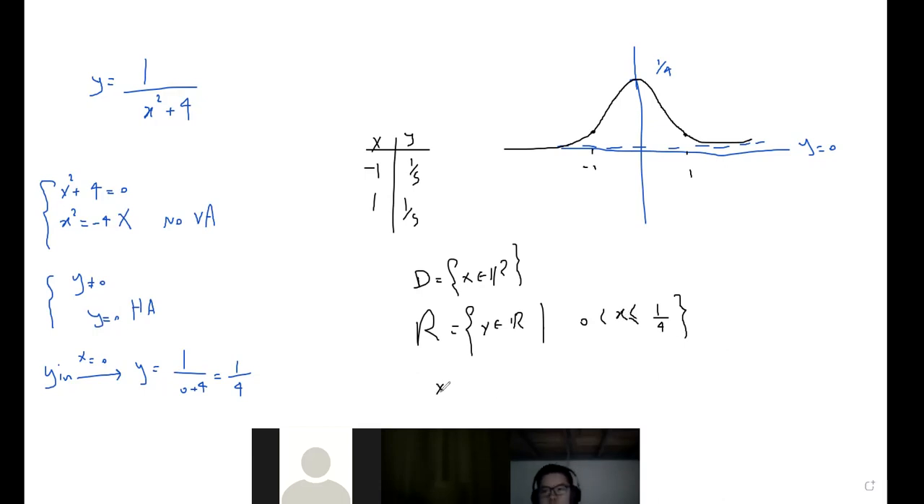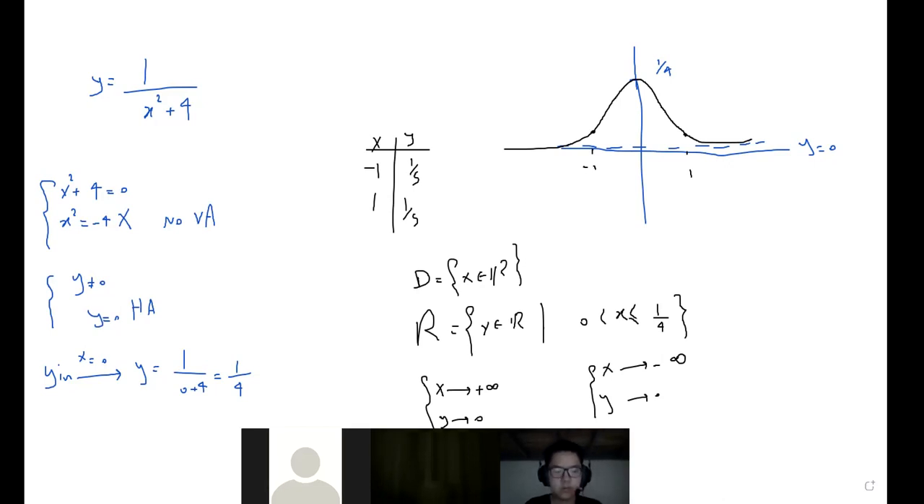Also, the end behavior. As x goes to infinity, again, y goes to 0, right? And as x goes to negative infinity, again, y goes to 0. As you see, at negative infinity, y is going towards 0. Here at positive infinity, y is going to 0. Do you have any questions, Brian and Theodore?